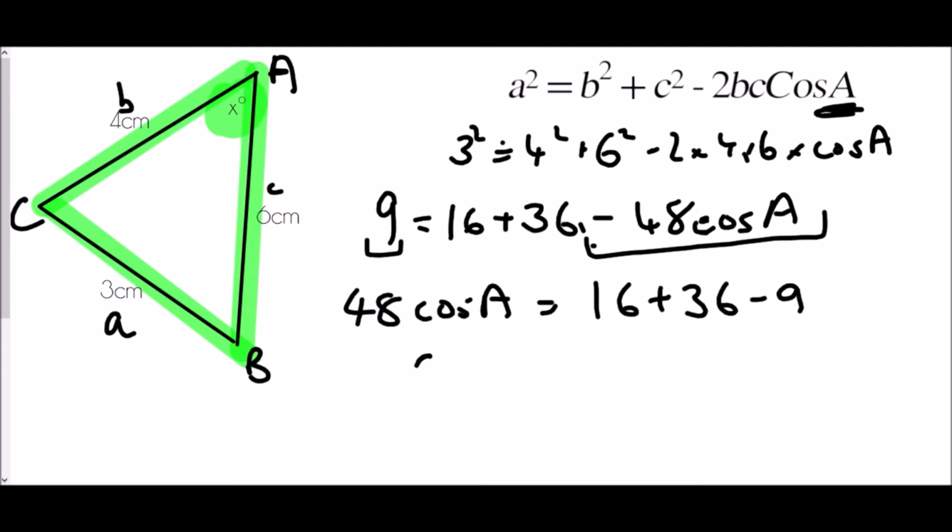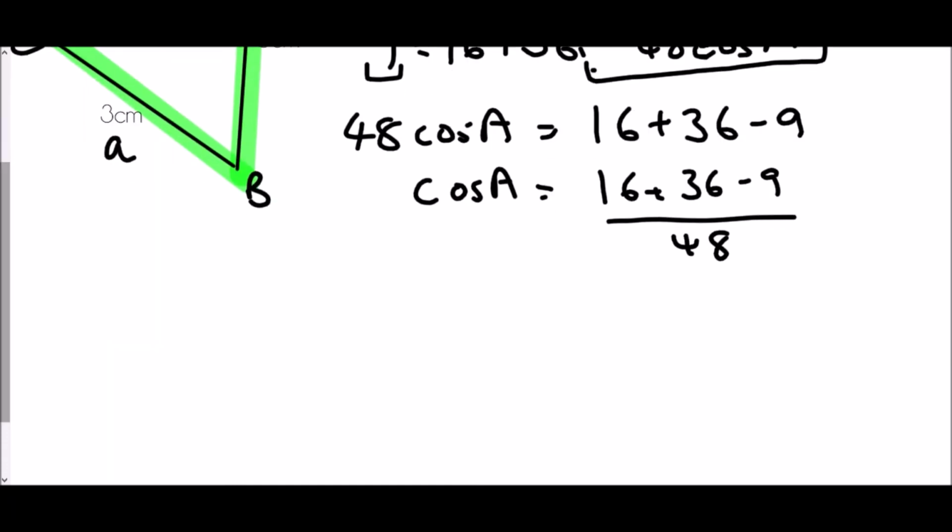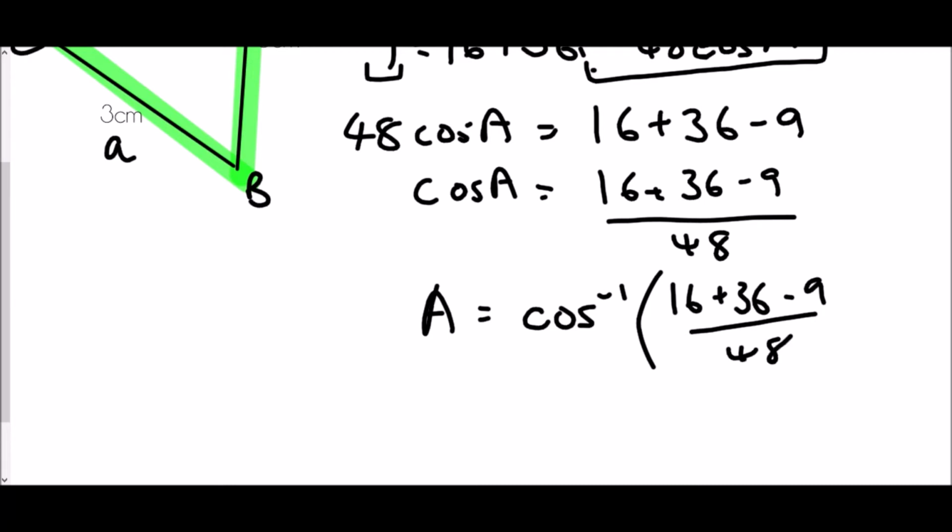And finally, if I want to get cos A all on its own, well, that would be 16 plus 36 take away 9 all over 48. I've divided by the 48 here. Now, just like in everything to do with trigonometry, if we're trying to find an angle all on its own, then we need to use the inverse. And so capital A is going to become cos inverse of everything we've got written here. Now, obviously, you could work out what 16 plus 36 take away 9 is, that's up to you, but because we've got the calculator, we can do it all on there.